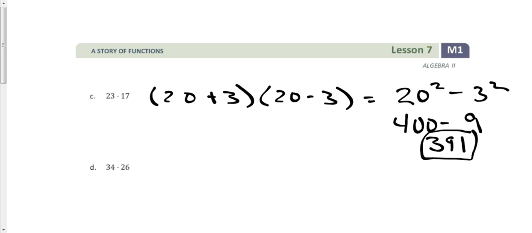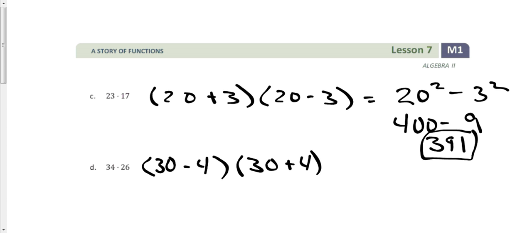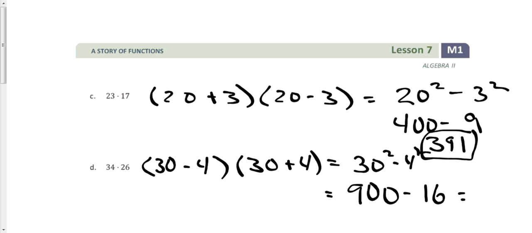Now, 34 times 26. Kyle, what were your numbers here? 30 minus 4 and 30 plus 4, which equals what? 30 squared minus 4 squared. That's how you can multiply big numbers in your head. No fooling. Which is 884. Is that what we get? 884? All right.